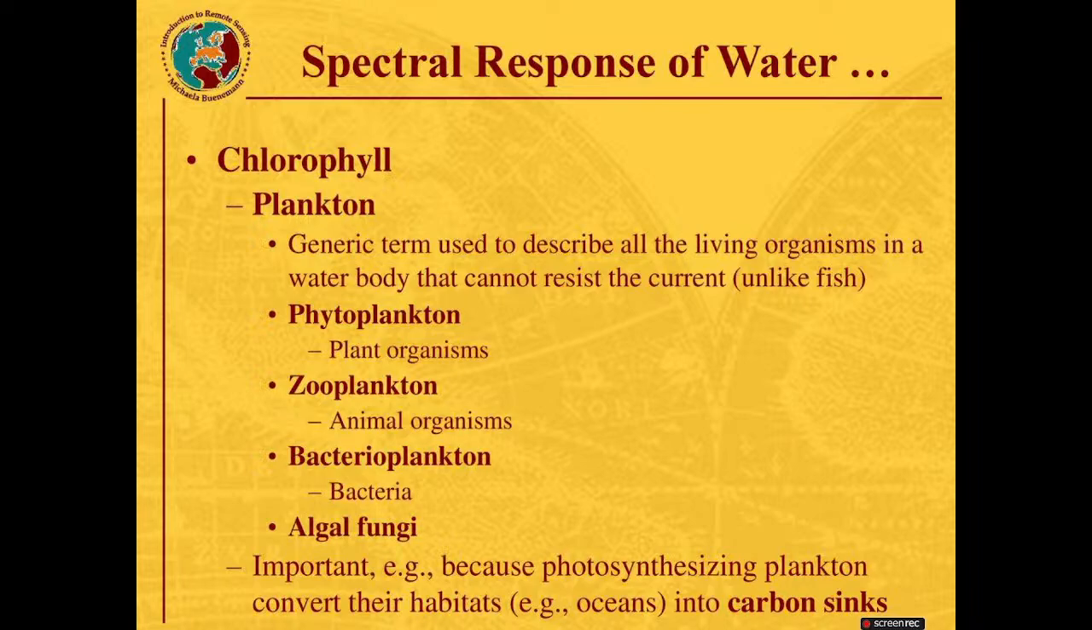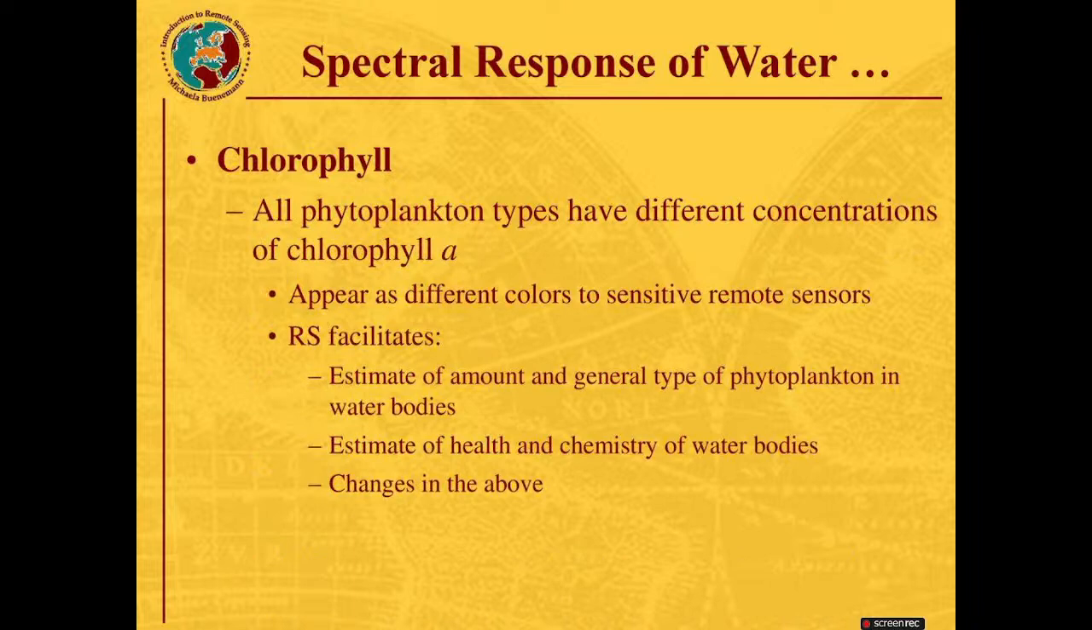Okay, and we determine the chlorophyll using the chlorophyll index. All phytoplankton types have a different concentration of chlorophyll A, but in this case we are not classifying this as phytoplankton and this as zooplankton. We try to show you that, at the same time in the same water body, we can show an estimate of the amount of the general type of phytoplankton in your water bodies, an estimate of the health and the chemistry of the water bodies, and change in the above.